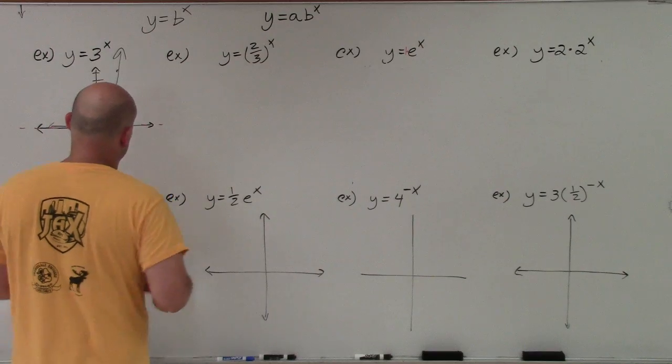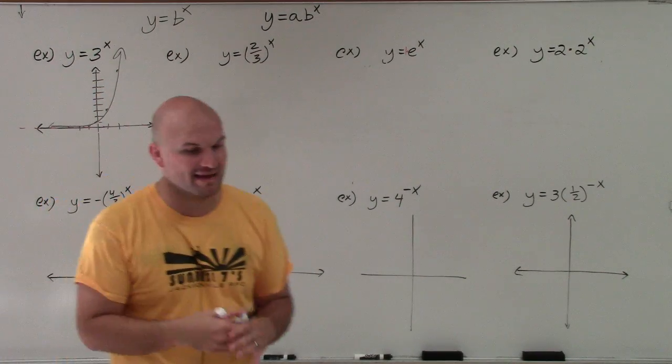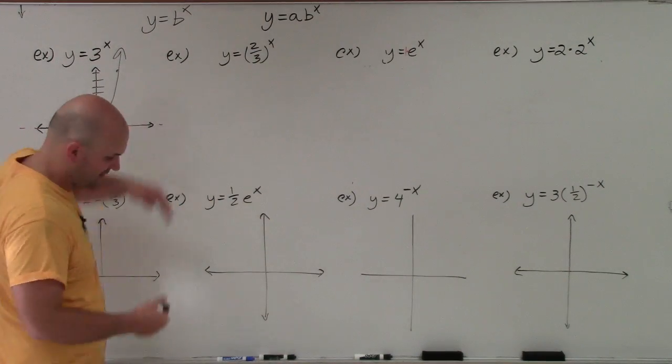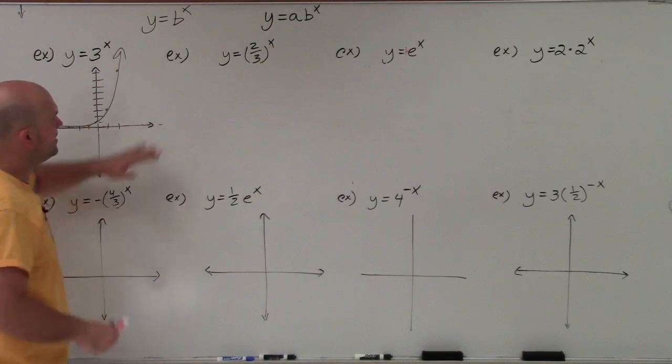Now, the last thing I want to talk about is the domain and range. Remember, the domain is the set of all x values that make up the graph. Well, I could have chosen any x value. I guess I shouldn't have erased my table. But I chose x values.